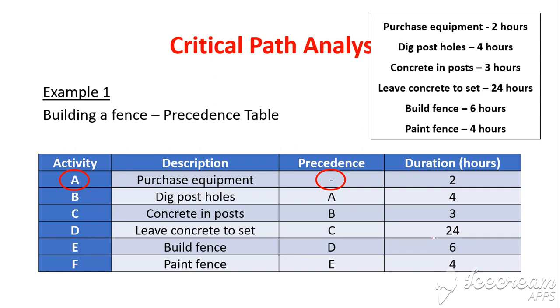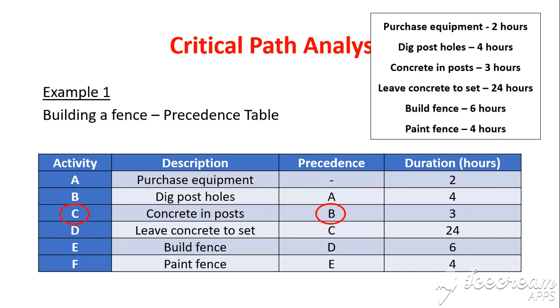Now, what that means, activity A has a dash under the precedence column, which means there's no activity we need to do beforehand. We don't need to do anything before we go and purchase the equipment. So it's our first starting activity. Activity B requires activity A to be done first. We must go and purchase the equipment before we dig the post holes, because we need to know how long our posts are and how big to make our holes.